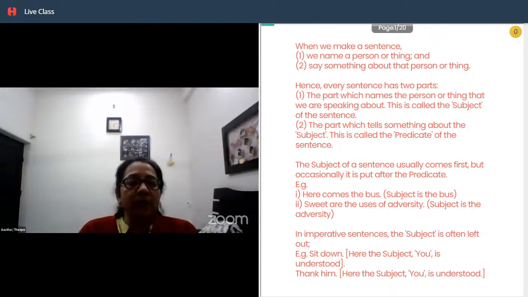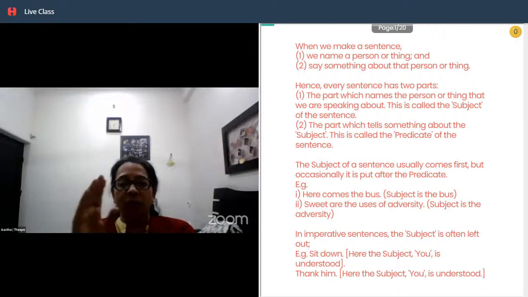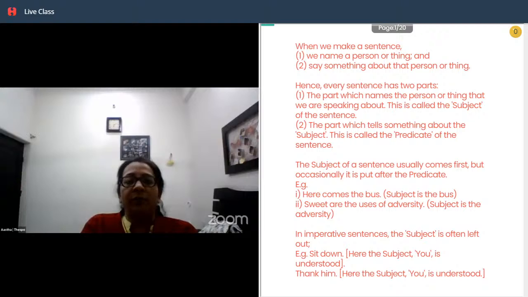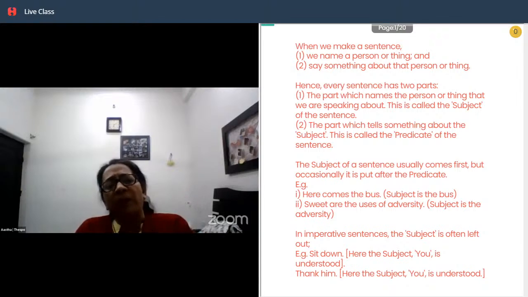Now, let's see this. The subject of the sentence usually comes first, but occasionally it is put after the predicate. This is a little further understanding: normally we talk about the subject first. We first refer to the subject, but sometimes, depending on the sentence, you come to know about the subject at a later stage. So let's see how it is.